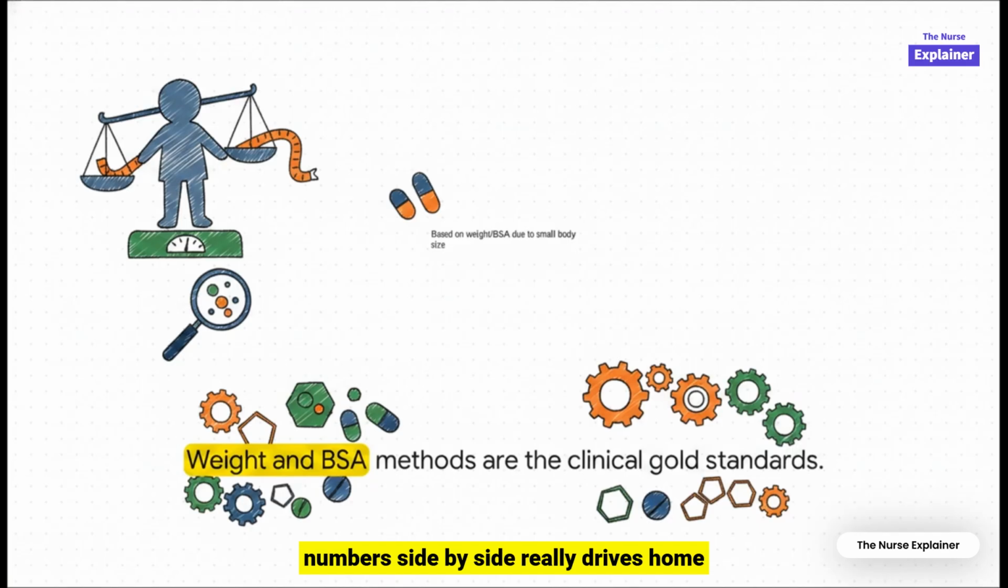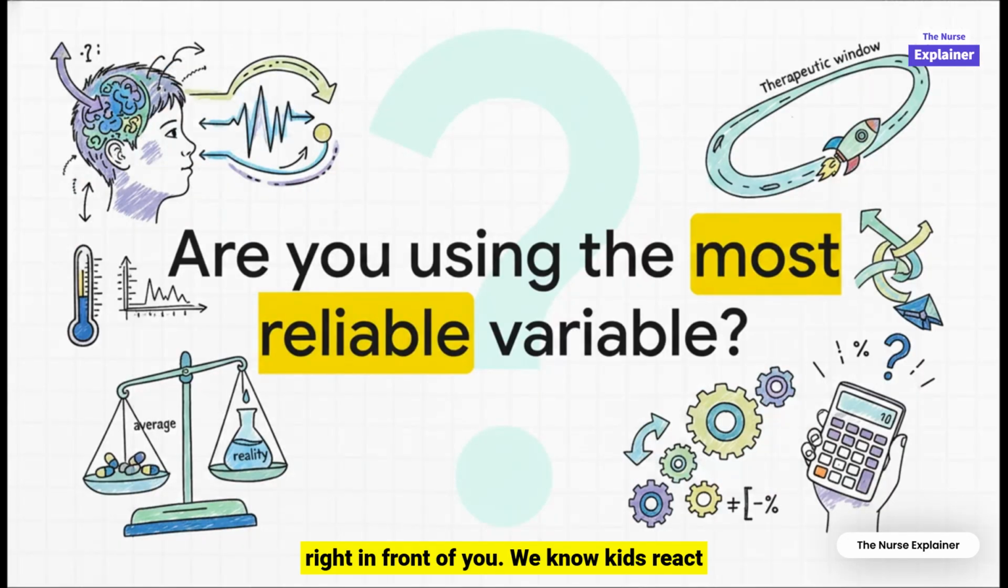Seeing those conflicting numbers side by side really drives home our final takeaway. Because of the natural variability and the huge assumptions baked into age-based math, weight and body surface area have become the undeniable gold standards in modern medicine. They strip away the guesswork of average development and focus purely on the physical reality of the child right in front of you. We know kids react more violently to medications, right? Their metabolism is just too unpredictable.